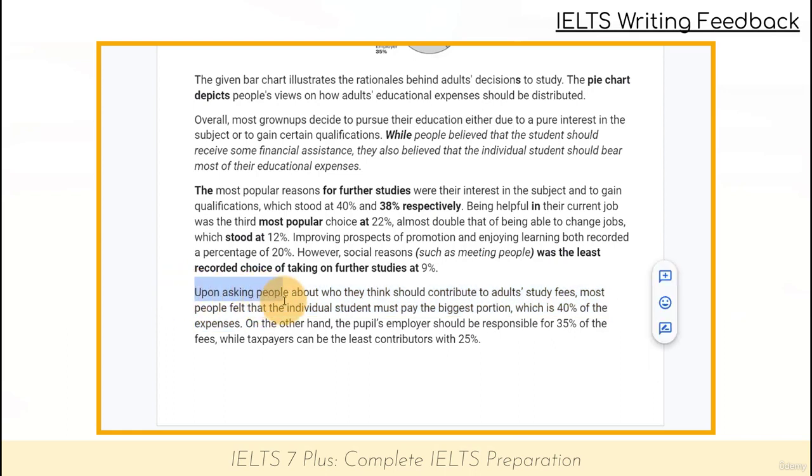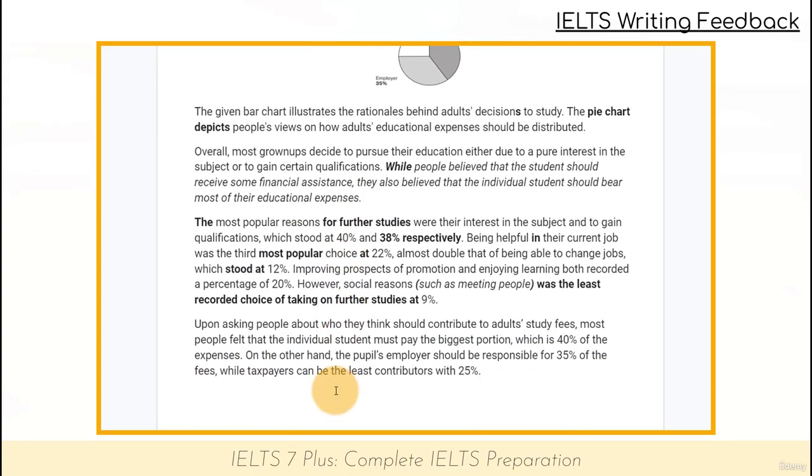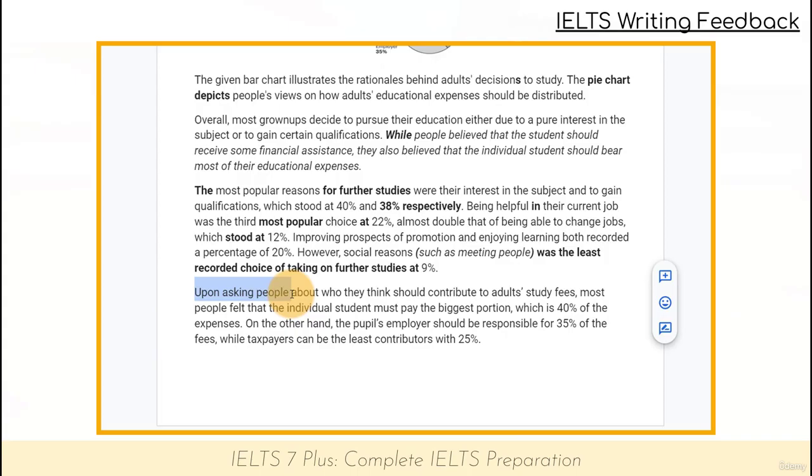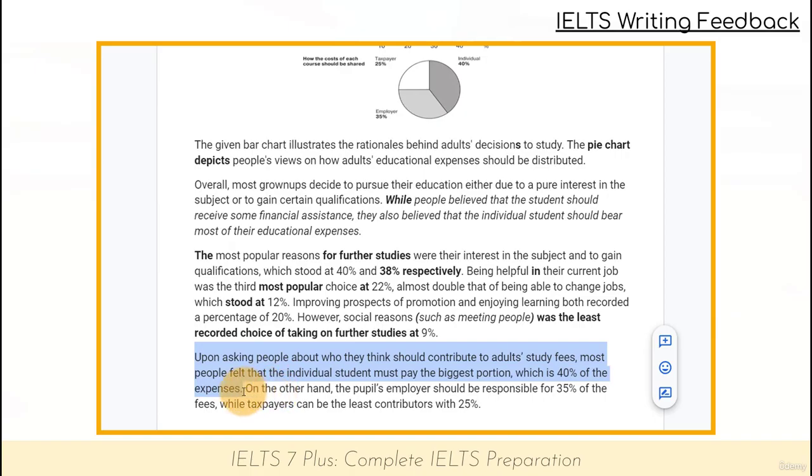It's almost a little bit too task 2 essay-like, upon asking people. But I can see why the student chose to do this. There just isn't much information here, so it looks like the student really tried to bulk out their writing to get the word count up. So, you know what? I'm not going to change anything there. It is a little bit too task 2 essay-like, but, you know, I think it's fine.